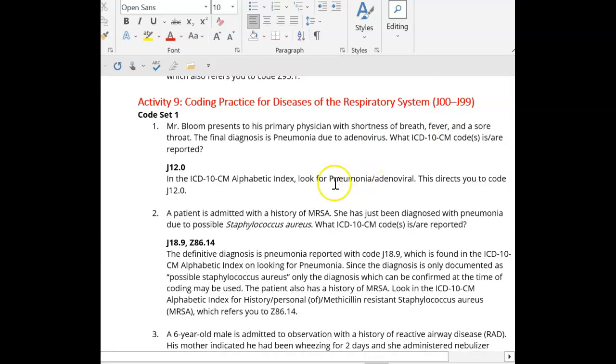So I am going to move on to activity 9, the respiratory. Okay, so let's go ahead and look here for number 1. This was fine. Number 2, we have pneumonia. And we also have the Z86.14 with the MRSA. And with that, I did have one student search history of. This one here, we do want to go to history of. I just want to state that history of MRSA, once again, you go to history of, okay?